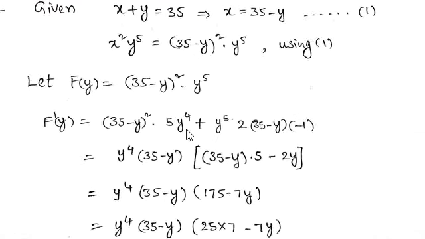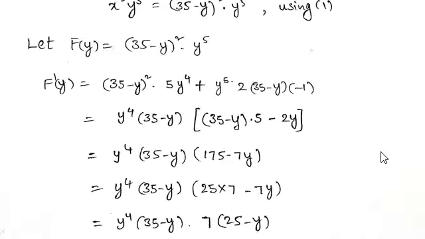Now take out y to the power of 4 and 35 minus y as common from these two terms. In the first term, 35 minus y into 5 remains, and in the second term, plus into minus gives minus, and 2 and y remain, because y power 4 and 35 minus y have been taken common. So we can write y power 4 into 35 minus y, and multiplying this out, it is 175 minus 5y minus 2y, which is minus 7y.